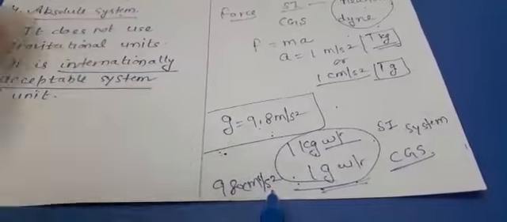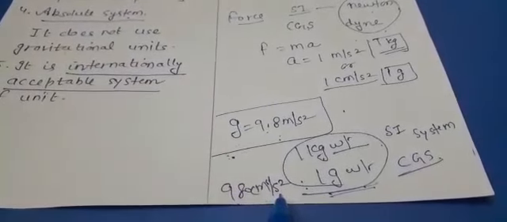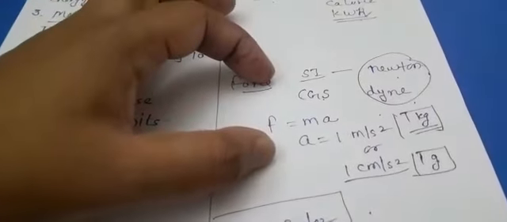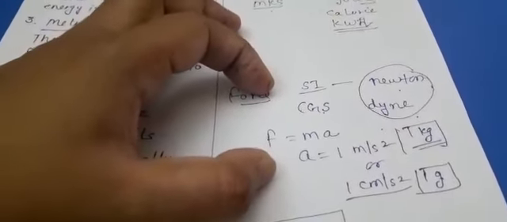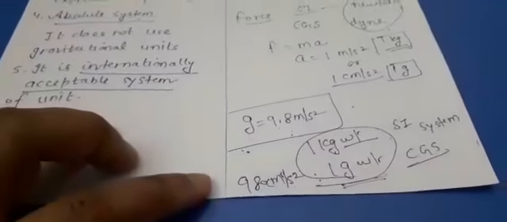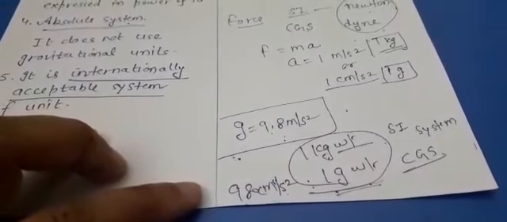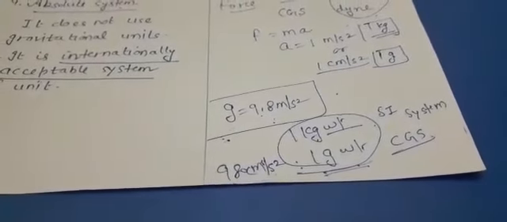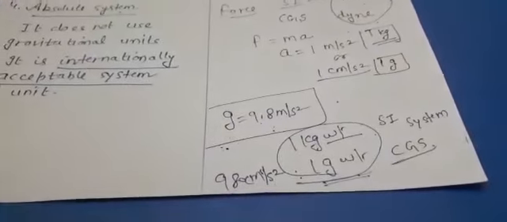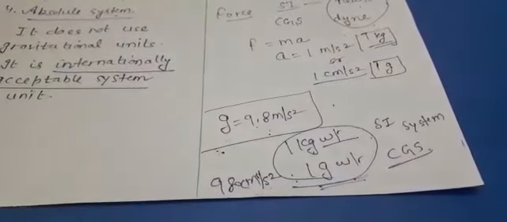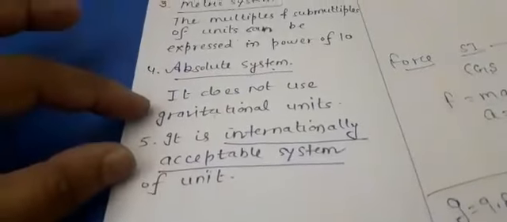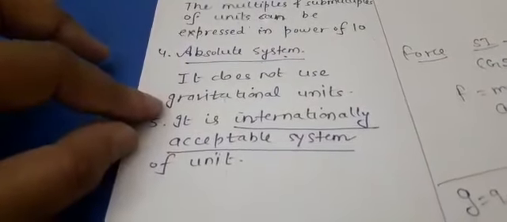So here you are understanding the concept of absolute system. In simple terms, in absolute system, acceleration is unit, but in gravitational system, acceleration due to gravity will be existing. That means either 9.8 meter per second square or 980 centimeter per second square. But this is only for understanding purpose. No need to write these steps. This is for explanation part. Here you have to write this step that it does not use gravitational unit.